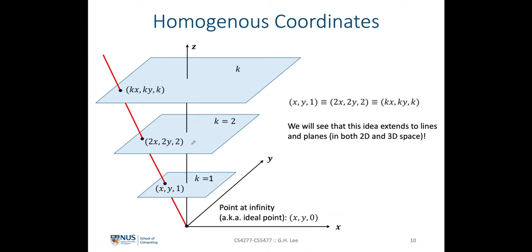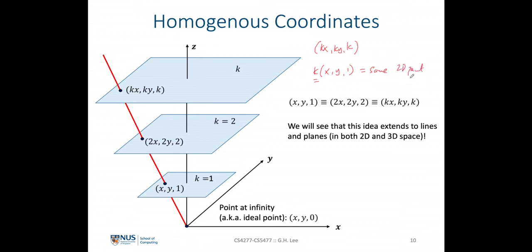So as we have mentioned earlier on, any point in the homogeneous coordinates can be represented by these three numbers over here, kx, ky, as well as k. And this k is a scalar value that is multiplied by x, y, and 1, where for all the k's, these three numbers would be the same 2D point in the Cartesian space.